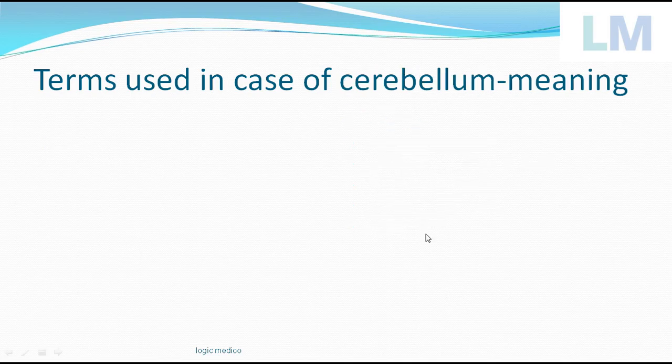Coming to the next context, terms used in cerebellum. What is a cerebellum or cerebello? It refers to little brain. Cerebellum means little brain, which is present on the dorsal aspect of the brain stem. Brain stem includes three parts from above downwards: midbrain, pons, medulla oblongata. Behind that we have a tiny brain or a little brain called cerebellum. That's the meaning of cerebellum. Cerebrum is the big brain, cerebellum is the little brain.